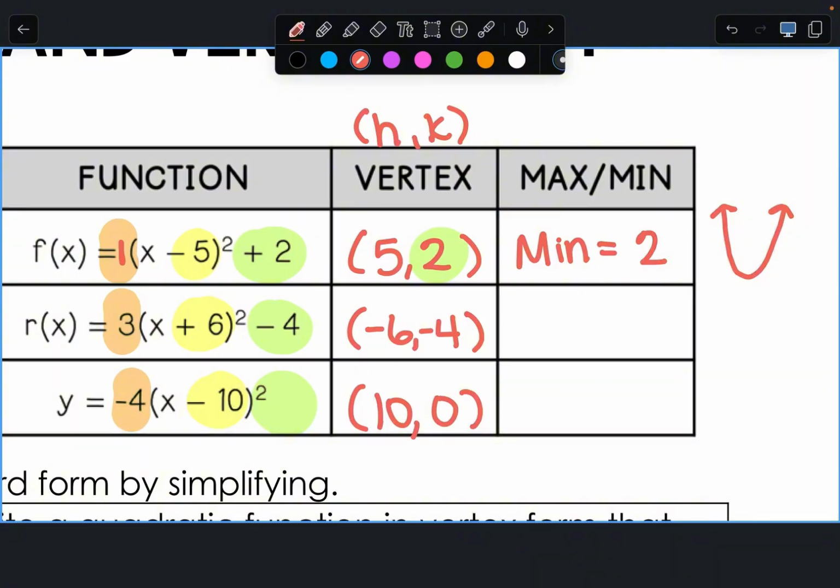The second equation, we have a positive 3. So are we going to have a U or an N? U. It's positive, so it stays as a U. And this one would have a what? This one's a minimum. What is that minimum value? Negative 4. The minimum or the maximum value is always the y value of the vertex.